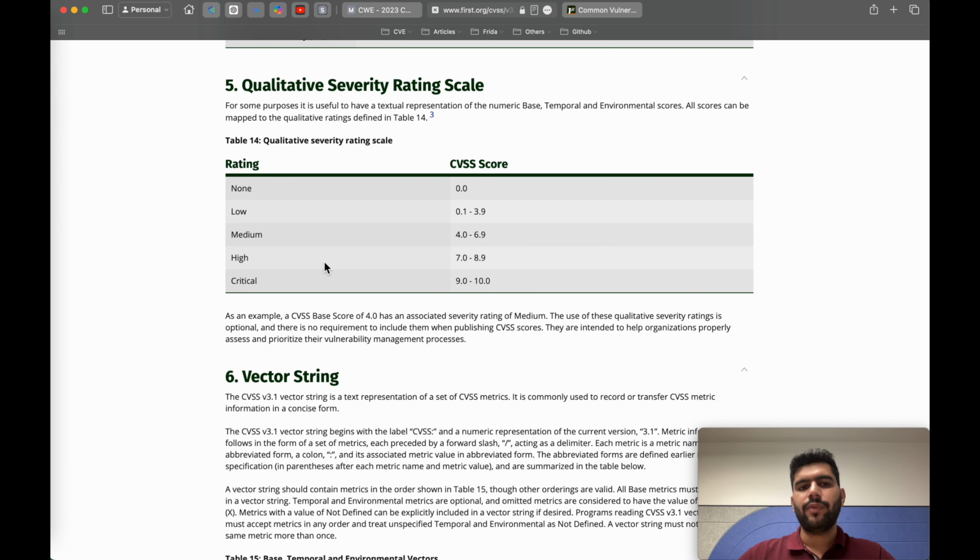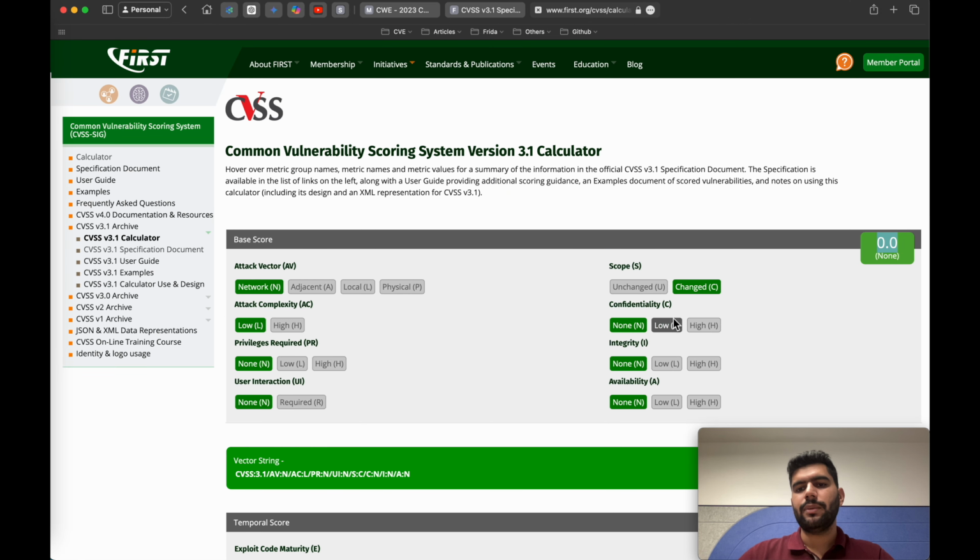CVSS score has 5 main categories. These are divided between 0 to 10. If the vulnerability score is 10, it is considered critical, and based on these scores, we get the impact justified here. If I change the impact for the confidentiality to low, the score will automatically increase. And based on these other factors as well, the score is changed, right? These are the few common factors.